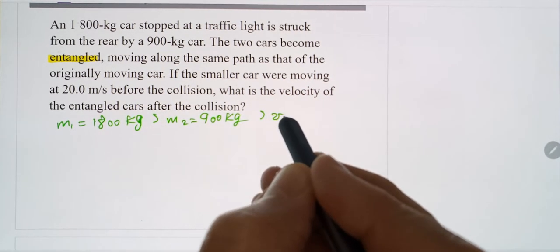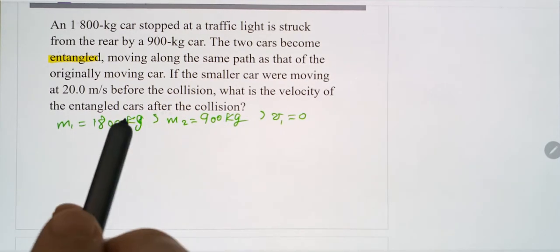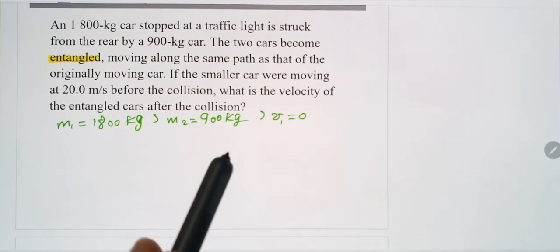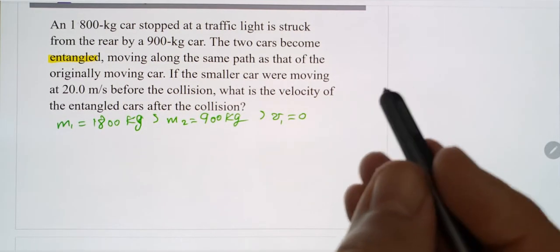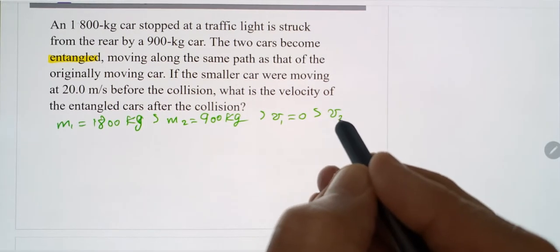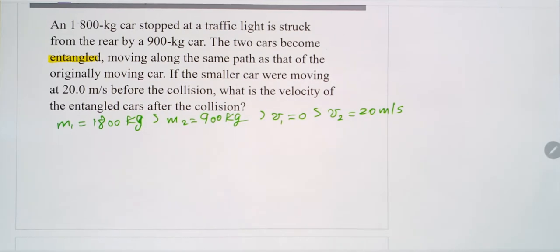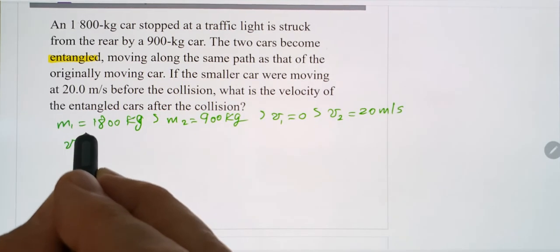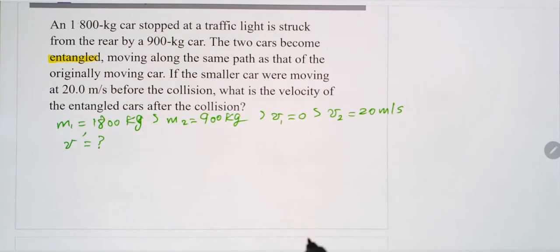V1 was 0. Again, momentum is a vector. However, if we deal with it in one dimension, then plus and minus will deal with the direction of that vector. V2 is 20 meter per second. He asked us what will be V after the collision when they stuck together.